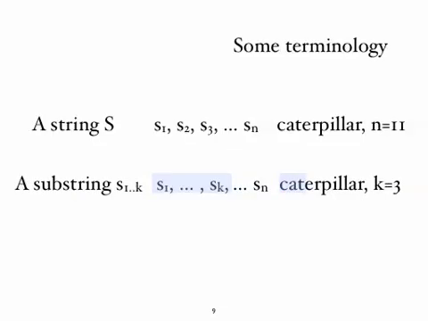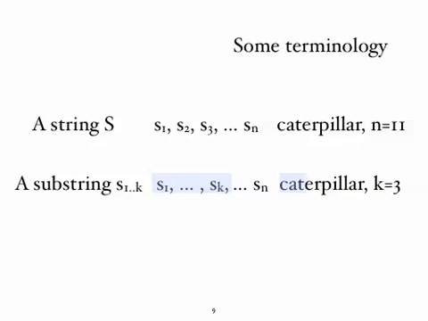To see how we compute edit distances in general, we first need to understand a little bit of terminology. Supposing we start with a string S. This string S is made up of characters S1, S2, S3 up to Sn, where the value of n is the length of the string. So the value of n for the string caterpillar is 11.